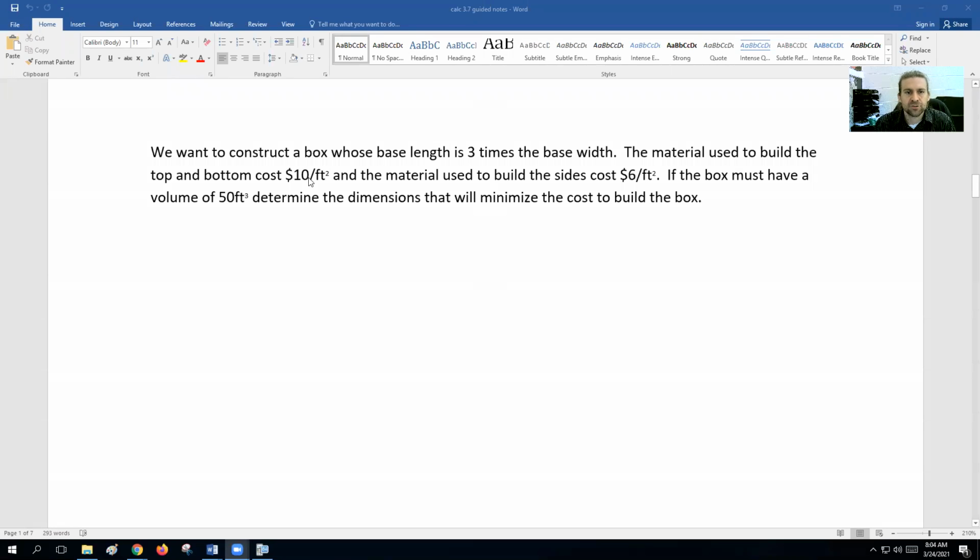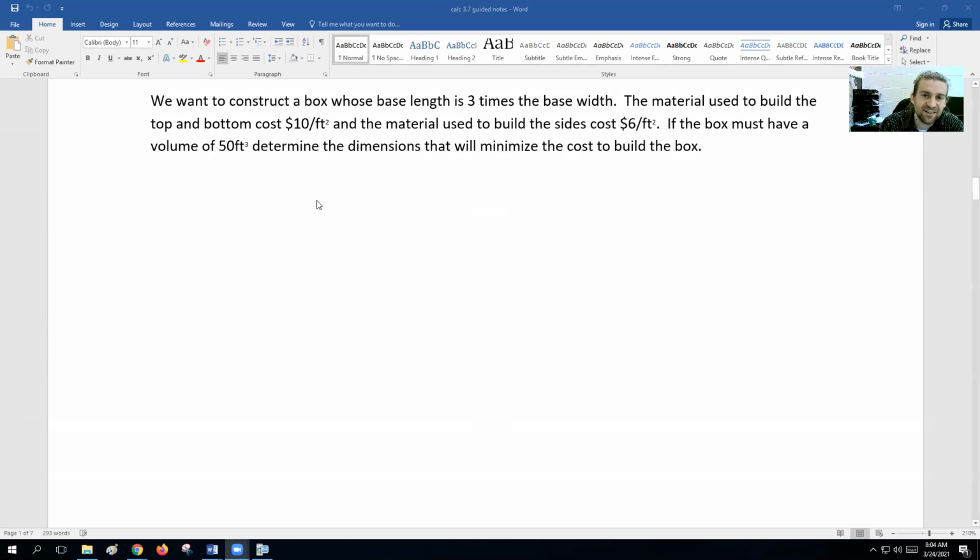All right, we want to construct a box whose base length is 3 times its width. The material used to build the top and the bottom is $10 per square foot. The material used to build the sides is $6 per square foot. The box has a volume of 50 cubic feet. Determine the dimensions that will minimize the cost of the box. Okay, so if you remember, this problem came from the Stand and Deliver packet. And this was one of those AP questions here.